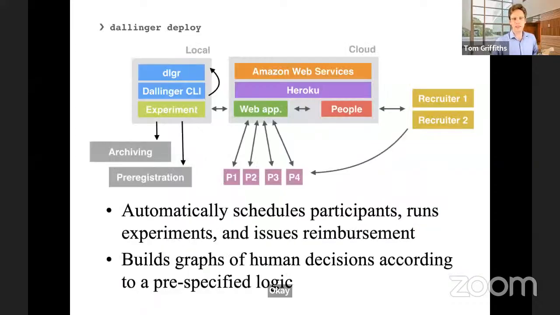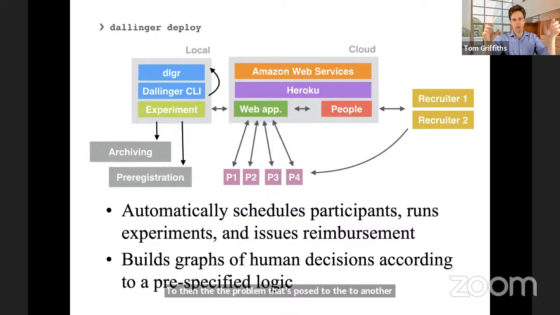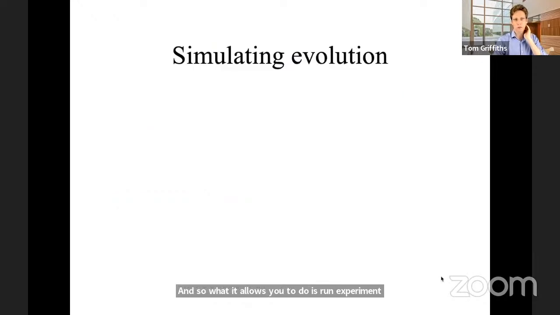So let's see. So it does this by building a graph where what that graph consists of is a set of human decisions, right? So each node in the graph is a human decision. An edge in the graph indicates that information flows from that decision to then the problem that's posed to another participant. And so now you can build these structures where you recruit a participant, that person makes some decisions, they finish the experiment, you recruit the next participant, that person makes decisions that are influenced by the first person's decisions and so on. And so what it allows you to do is run experiments that are essentially algorithms with people.